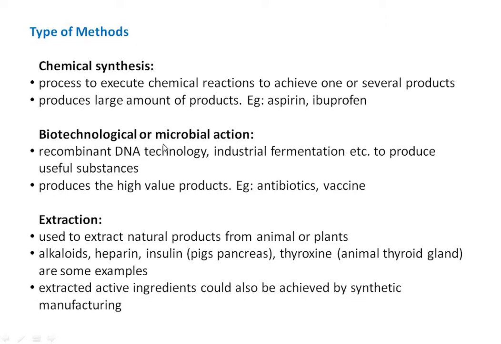Whereas biotechnological or microbial actions involve applications such as recombinant DNA technology and industrial fermentation to produce useful substances. These applications provide high value products. Antibiotics and vaccines are obtained through these biotechnological or microbial applications. Extraction is the process used to extract natural products either from animals or plants. Alkaloids, heparin, insulin from pig's pancreas, and thyroxine are some examples obtained through extraction.